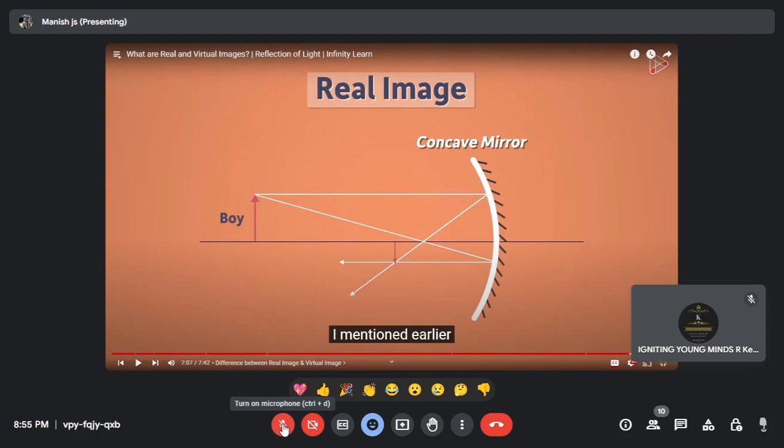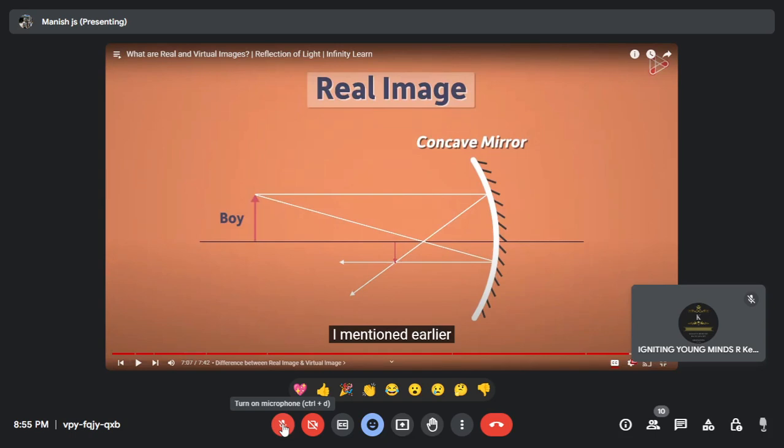Are you getting it? So that is virtual. Something which you feel, the perception that is there, that is virtual. Something which is really formed, that is real, which is formed in front of the mirror, as far as the concave mirror is concerned. So the pictures taken by your camera, your lenses, or your smartphones are purely real images. Now, what about the pictures that you see on a cinema screen?